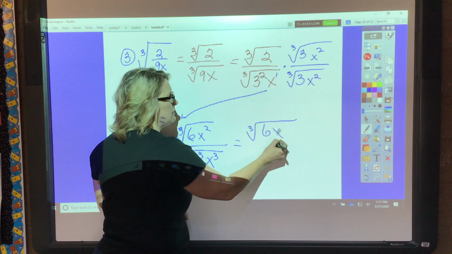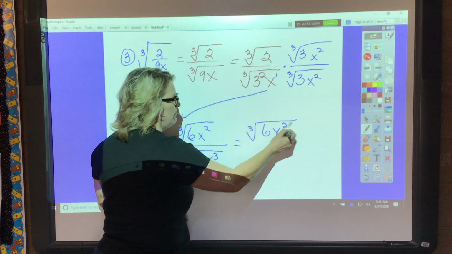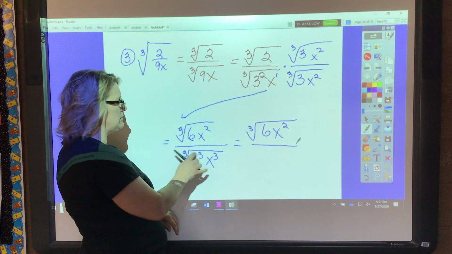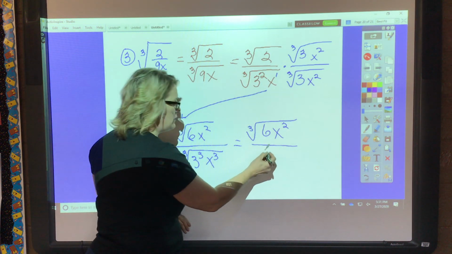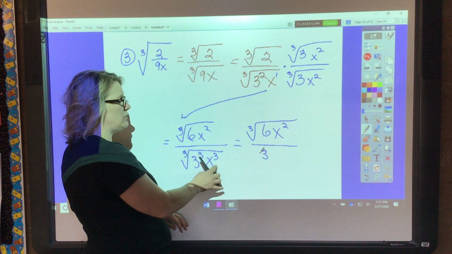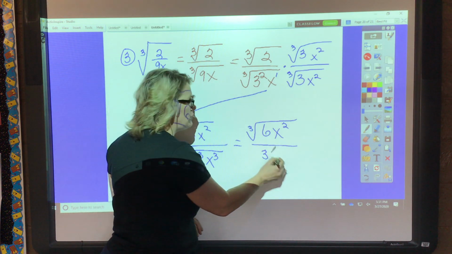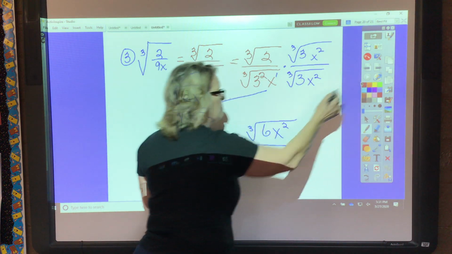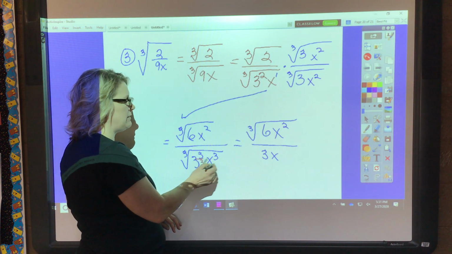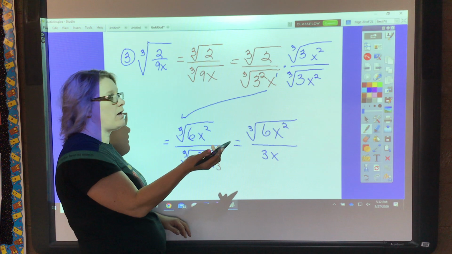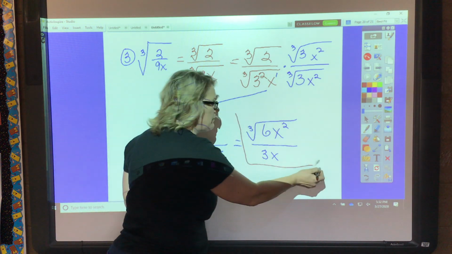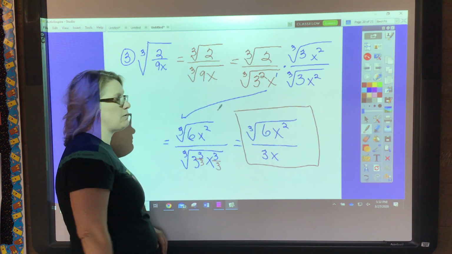Cube root of 6x squared. On the bottom, what's the cube root of 3 cubed? It's just a 3. What's the cube root of x cubed? It's just an x, because it was like saying I'm going to divide this index by a 3. Okay, we're working with an odd index, so we don't have to worry about absolute value. This is what we're going to do.